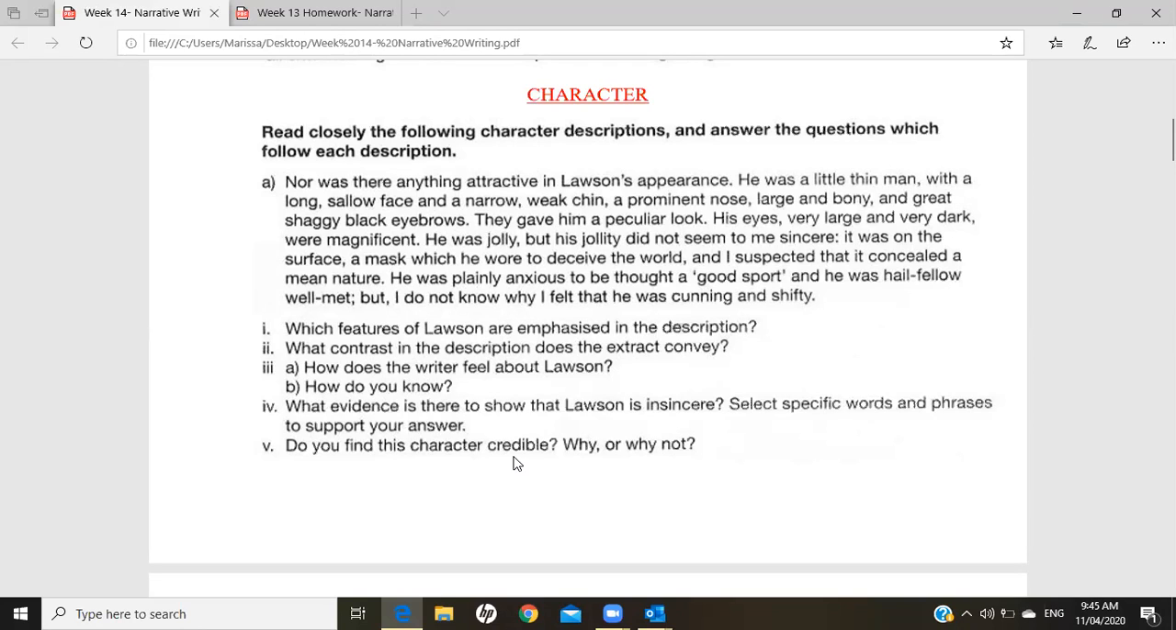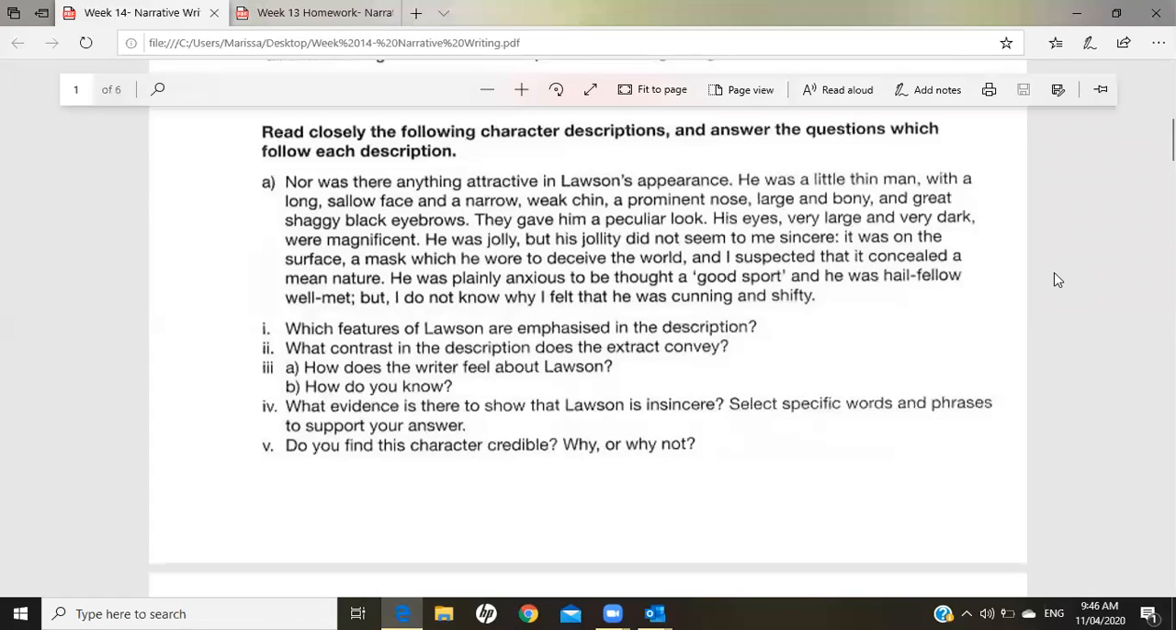So when the question asks if the character is credible, it means, is this a character that's realistic? Is this something that we could all relate to? And I'm sure that many of us could relate to Lawson, where we know someone like this who pretends to be happy, who pretends to be very sociable and friendly, but then they are a bit deceitful, they're very fake, so they're very insincere. So I'm sure that this is a character that we could relate to, where we know at some point in time we have encountered a Lawson.